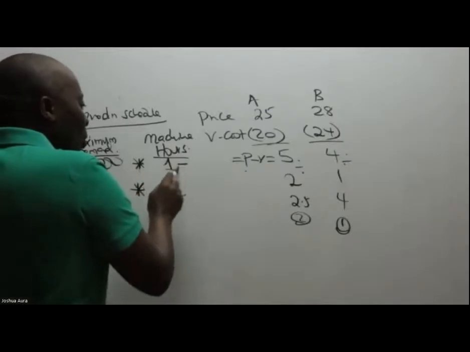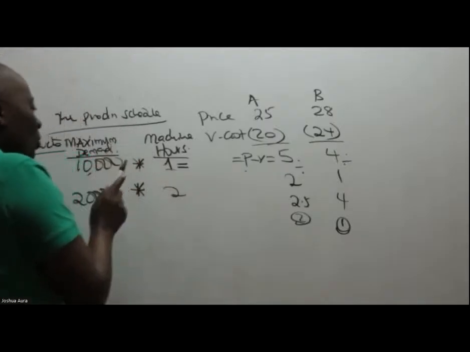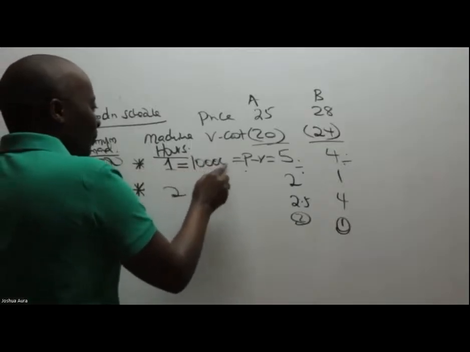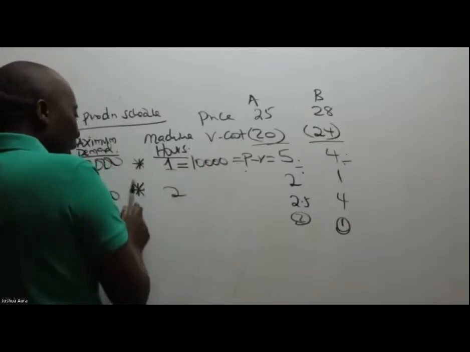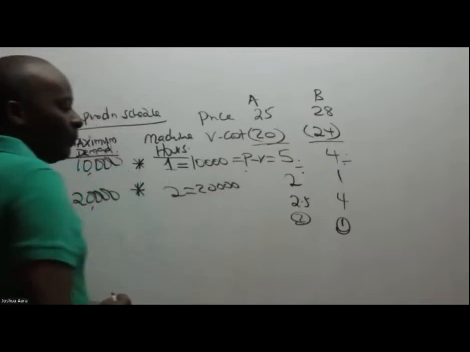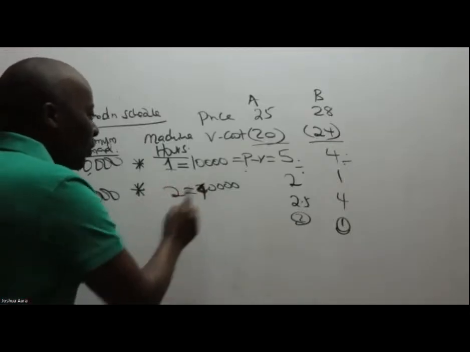So please come and multiply for us to give us the total machine hours. The total machine hours here will be 10,000 times 1, which gives us 10,000. Then we have 20,000 times 2, which gives us what? Not 20, but 40,000.